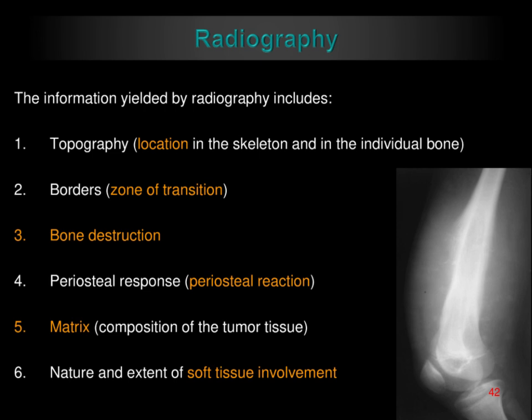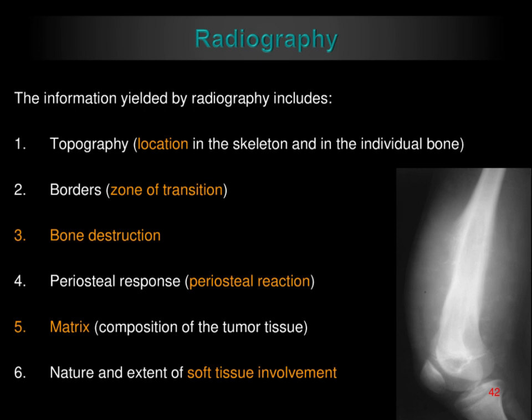I am sure this will be covered later on in detail, but to briefly touch on this topic, the information yielded by a plain radiograph of a bone tumor includes, one, the topography of the lesion, that is the location in the skeletal system and where exactly in that particular bone: which bone and where in the bone.